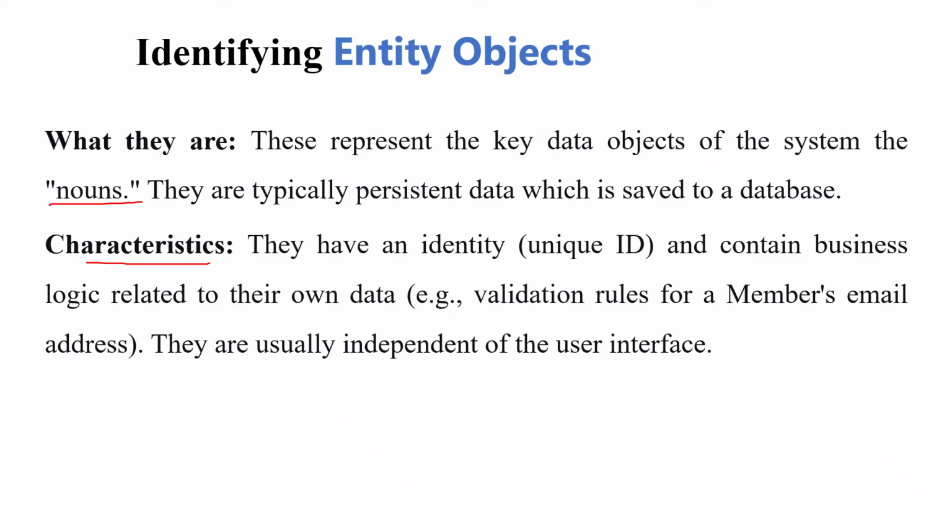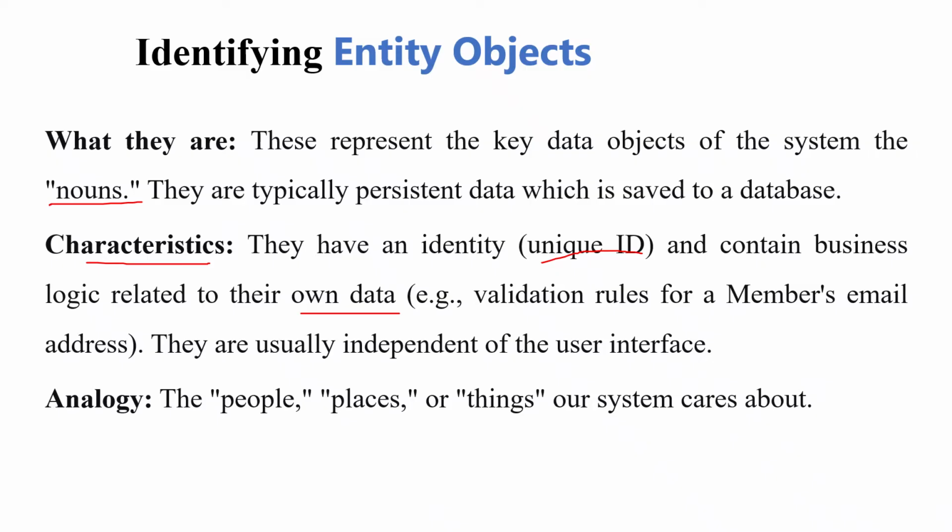Each entity must have a unique ID and logic related to its own data. That is, every email ID for the user is different, but the validation rule for the member is different. They are usually independent of the user interface, so an entity object should not be a user interface. Where it is applicable, there can be people, places, or things which are comparable between any two things, two people, or two places in our system that we care about. This is the way we need to identify the entity object.